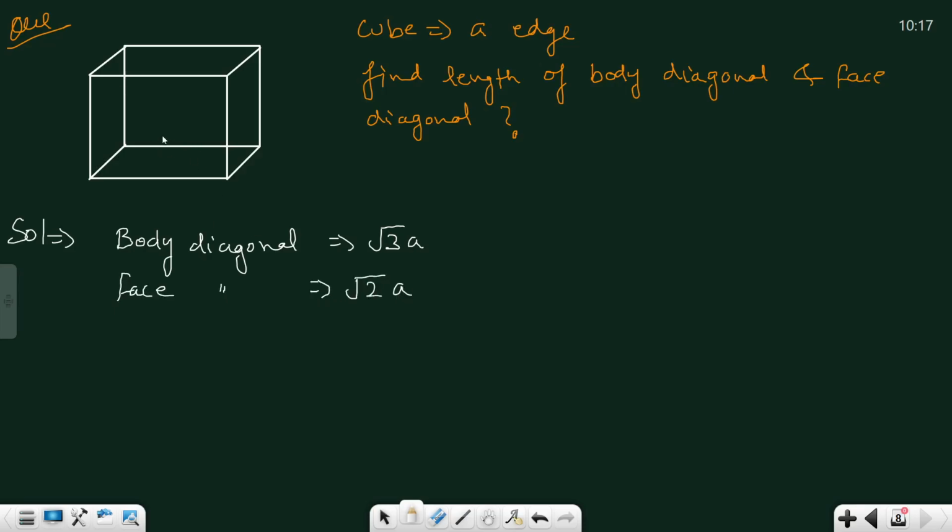So this is your face diagonal. When you talk about the face diagonal, you have to take two edges, a square plus a square. But when you have to calculate the body diagonal, you have to take all the three edges, a square plus a square plus a square. Clear? Okay?